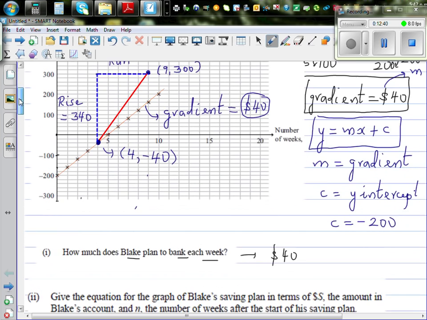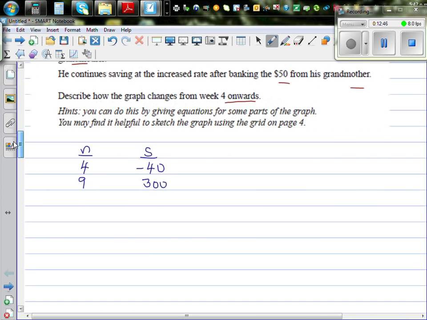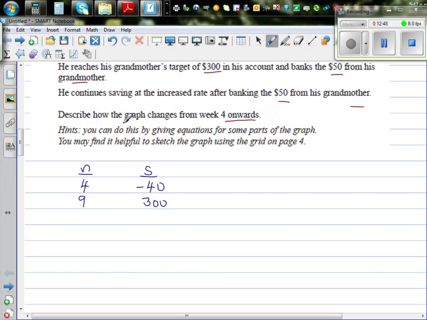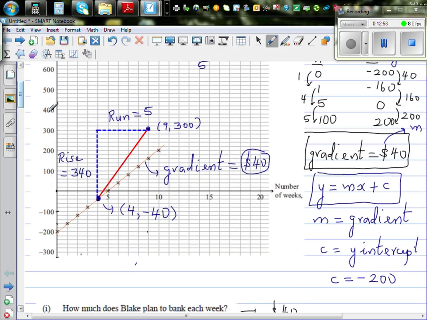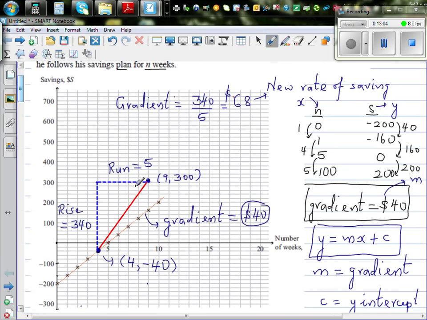So yeah, from this, when it is week 9, let's answer the question. Describe how the graph changes from week 4 onwards. So from week 4, the graph would go like this. And in week 9, what happens? He has saved up to 300, and then he has been given $50 by his grandma.